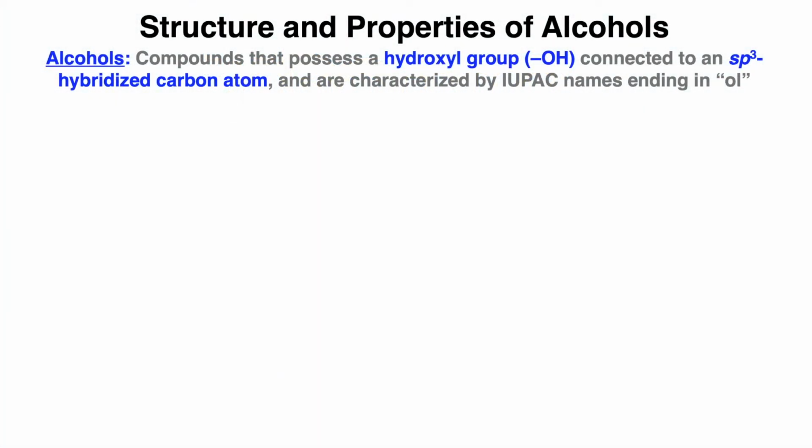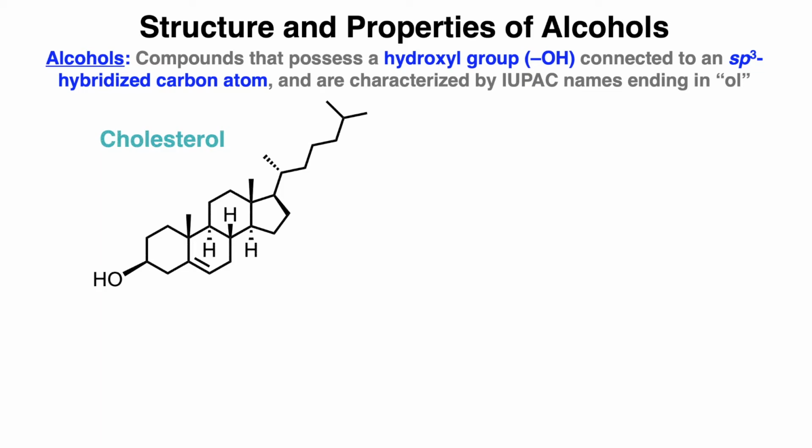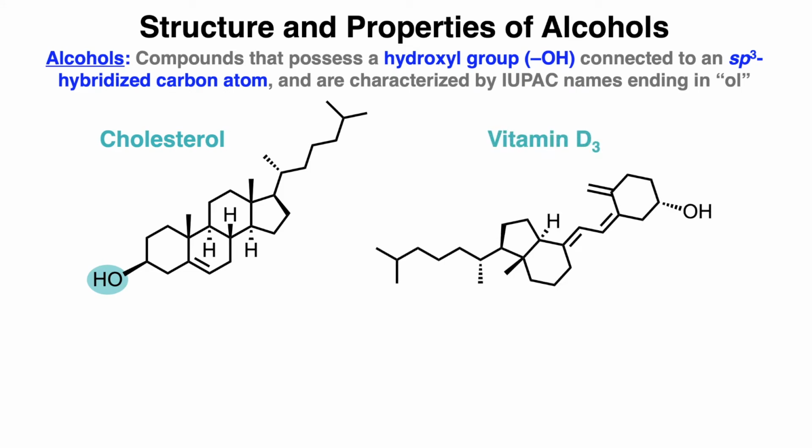Alcohols are compounds that possess a hydroxyl group, or OH group, connected to an sp3 hybridized carbon atom, characterized by IUPAC names ending in -ol. Many bioactive molecules contain hydroxyl groups. For example, cholesterol is important in the biosynthesis of various steroids and contains a hydroxyl group highlighted in blue. Another molecule is vitamin D3, which regulates our calcium levels, and it also contains a hydroxyl group shown in blue as well.